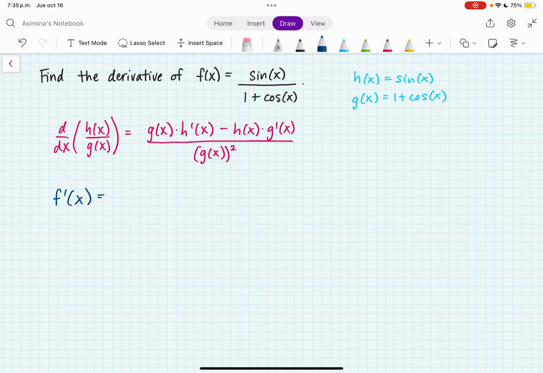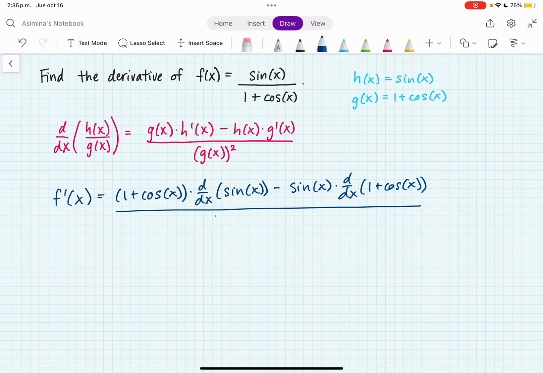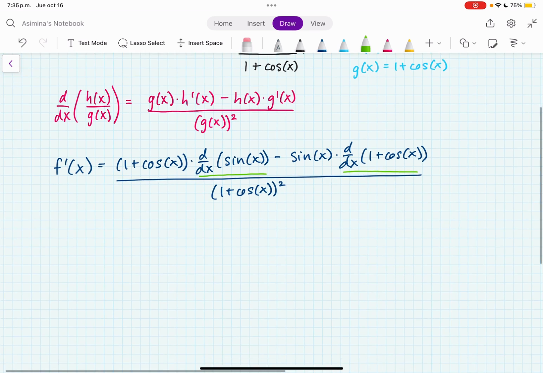So we have low d high, so the derivative of sine of x, minus high d low, so that's the derivative of the bottom function, all over the bottom function squared. Okay, so we have two derivatives to figure out, the derivative of sine of x and the derivative of 1 plus cosine of x.